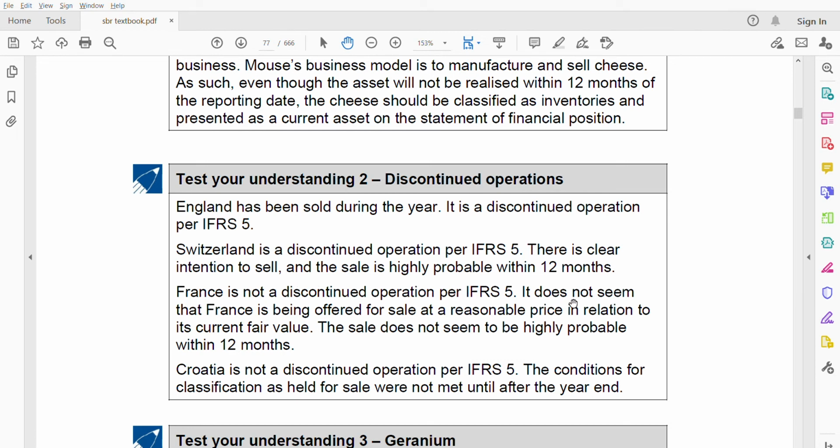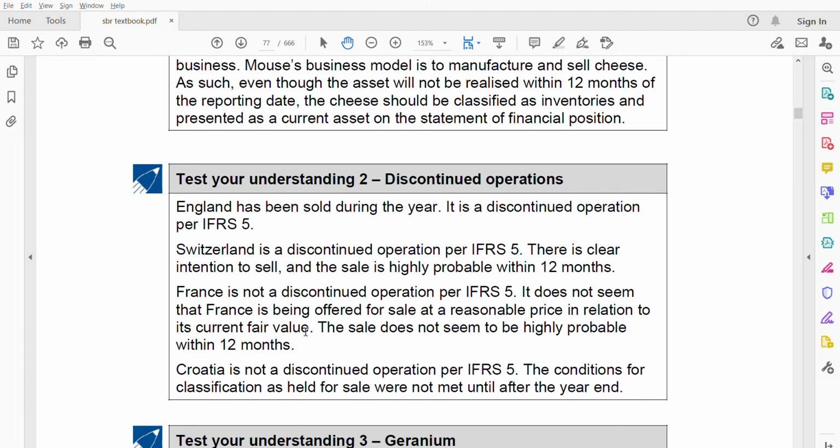Why? It does not seem that France is being offered for sale at a reasonable price in relation to its current fair value. Number one reason is the price. The sale price is not reasonable with the fair value. That's the last line they told, right? They are deterred by the expected price that France hopes to achieve. The buyers are not coming because of the price. The price is maybe too high. It's not reasonable.